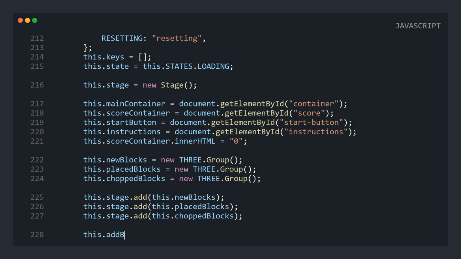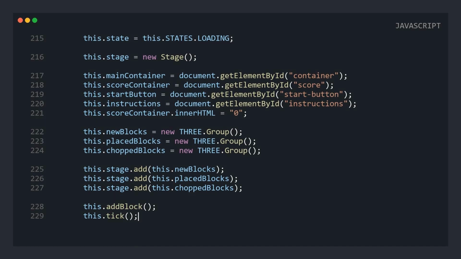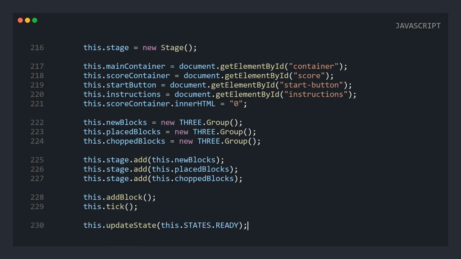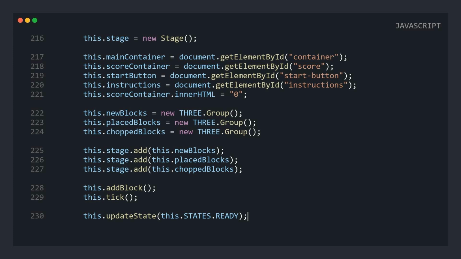Add block creates the first block. We'll detail this method soon. Tick starts the game loop, updating and rendering continuously. Once setup is done, we switch to the ready state, signaling the game is ready to start.